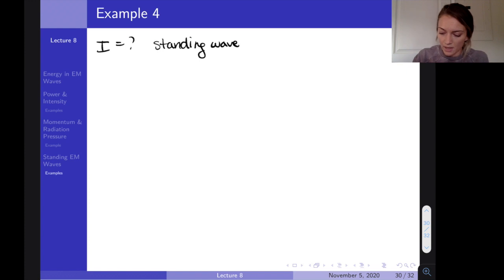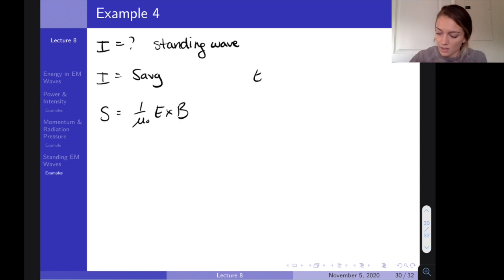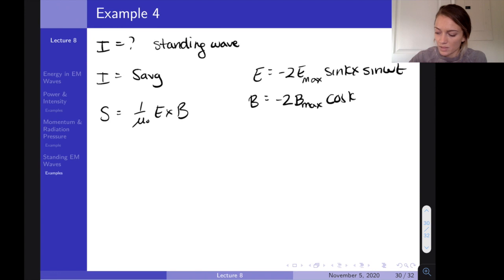We know the intensity is S average, the average of the Poynting vector. And we know that the instantaneous Poynting vector, the Poynting vector at a specific moment in time, is 1 over mu E cross B. So let's write down our standing wave equations. For E we have sine kx sine omega t, and for B we have cosine kx cosine omega t. You might be able to guess already what the answer is going to be, but let's go through it and make sure that our hunch is right.